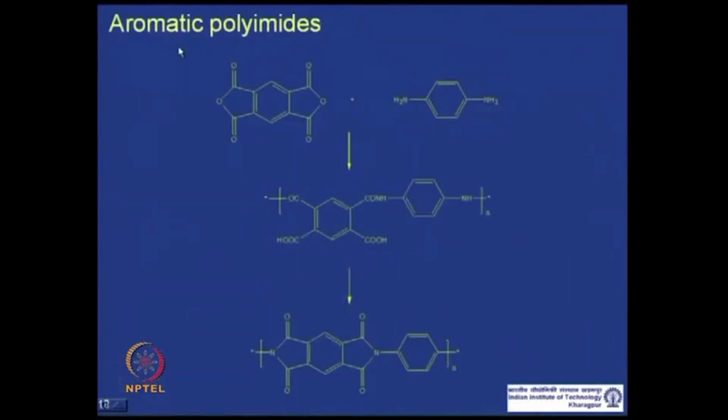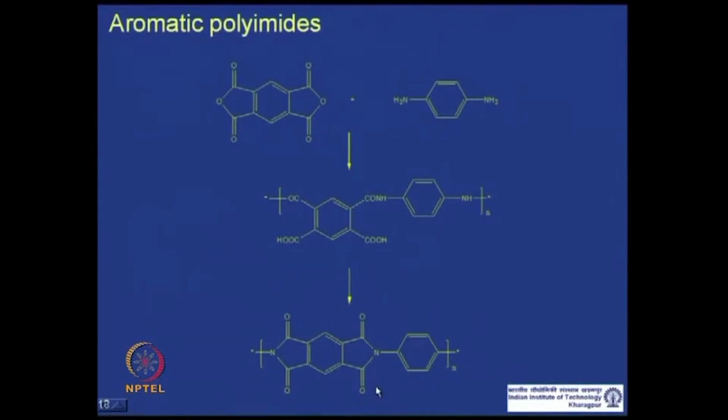Next slide we move to aromatic polyimides. These are formed by reaction of a diamine with a dianhydride, an aromatic anhydride. So, aromatic diamines are reacted with aromatic dianhydrides, and first this is formed, then on cyclization these imides are formed.